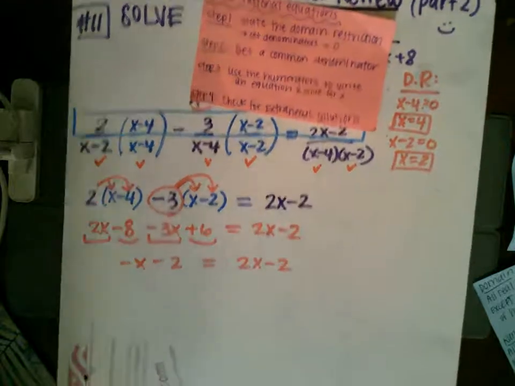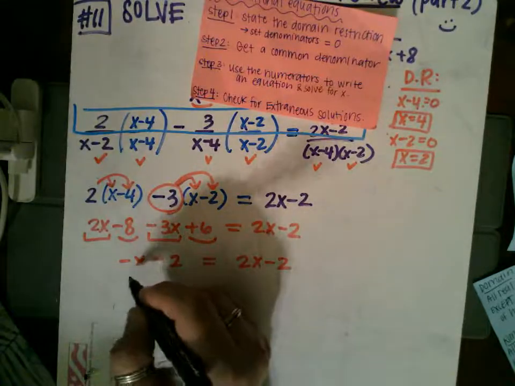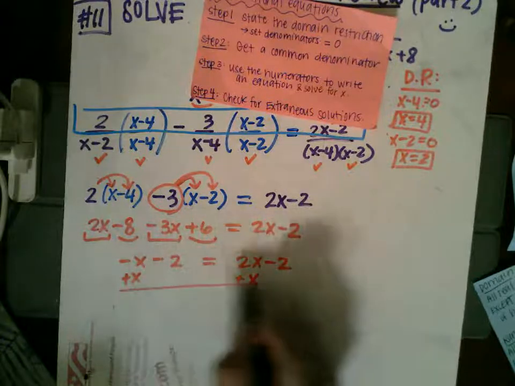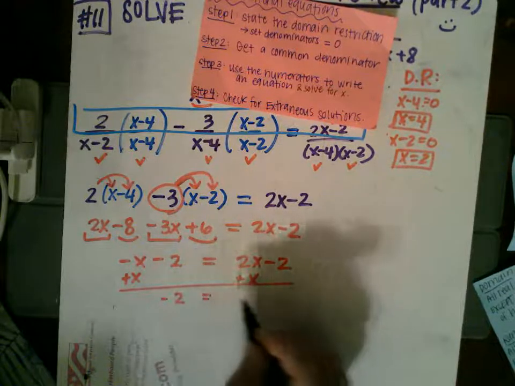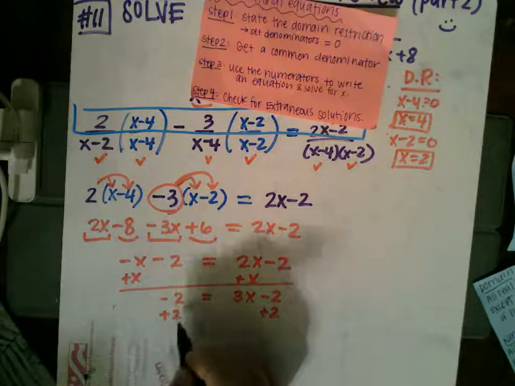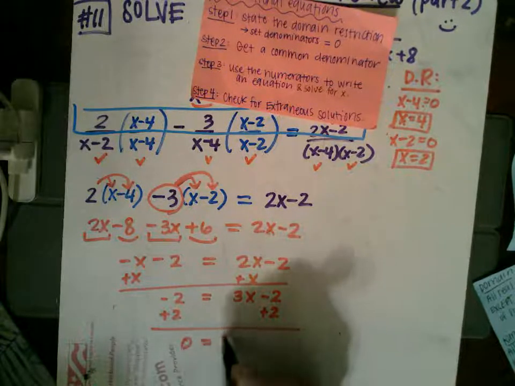And lastly, we can solve for x, right? Because that's what we wanted to do. Let me just add x to both sides. Why not? I have negative 2 equals 3x minus 2. Add 2 to both sides. I get 0 equals 3x.